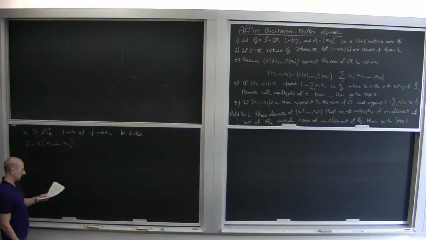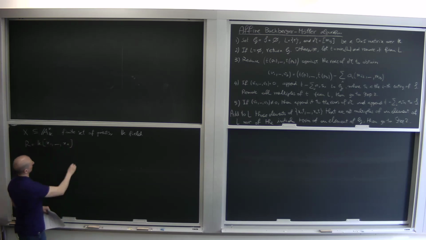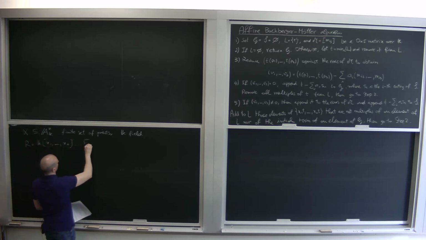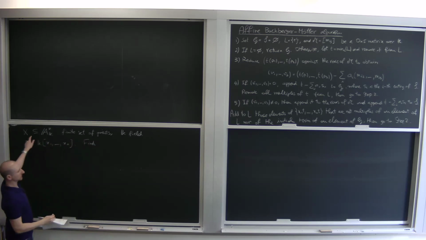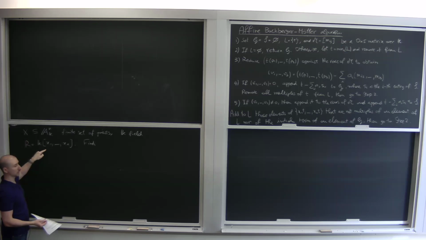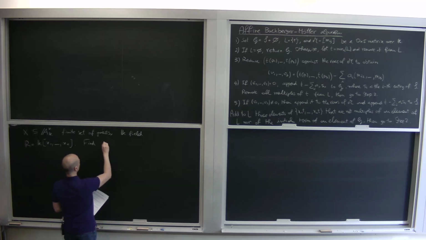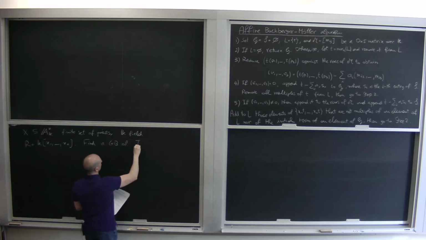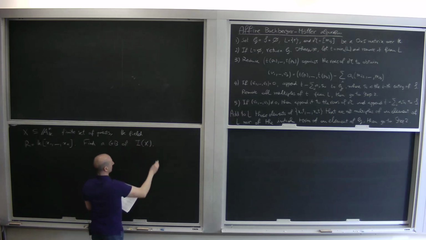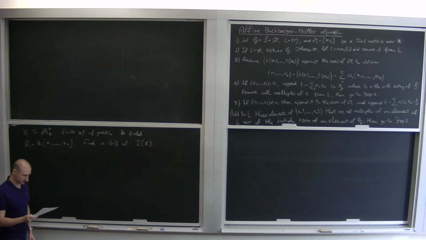And we would like to know the defining ideal or the vanishing ideal of this set of points. We would like to find generators. And even better, maybe if you have a particular monomial order on your polynomial ring, find a Gröbner basis. Okay, so find a Gröbner basis of the vanishing ideal of this finite set of points.